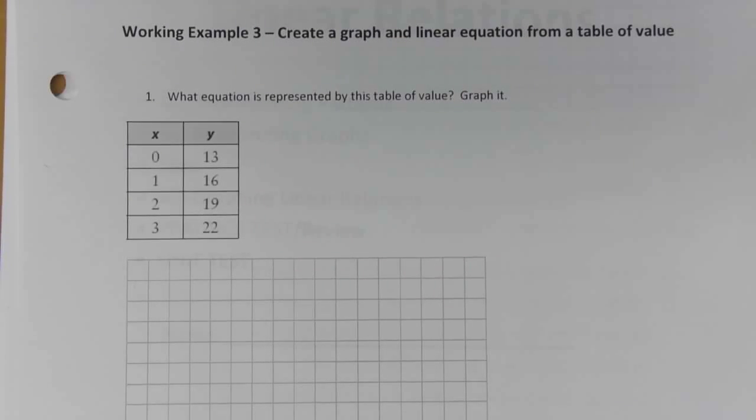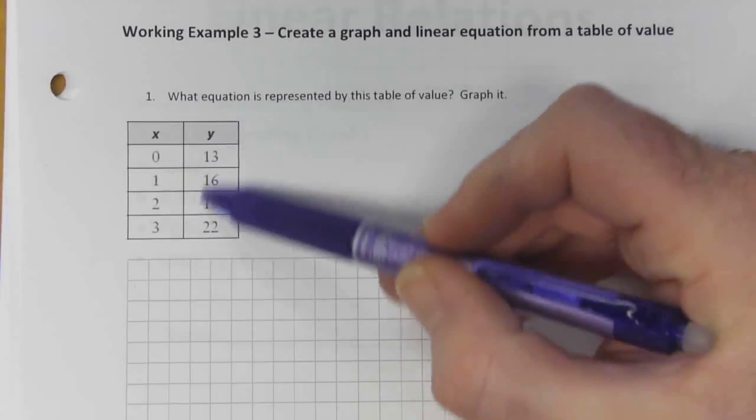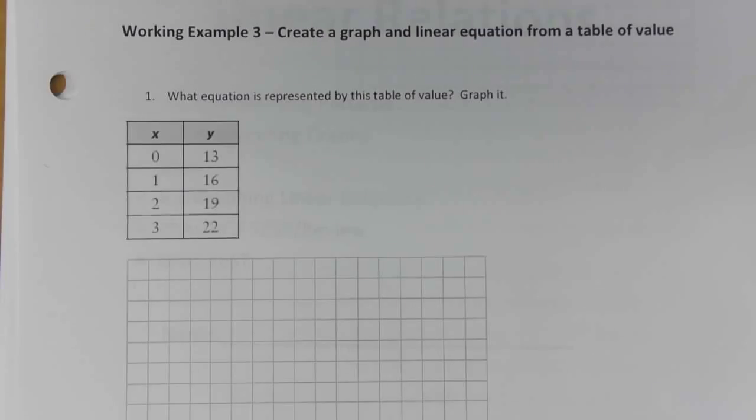Example number 3 to finish up 6.3. Create a graph and linear equation from a table of values. Question 1, what equation is represented by this table of values? Graph it. So we have x values and y values.